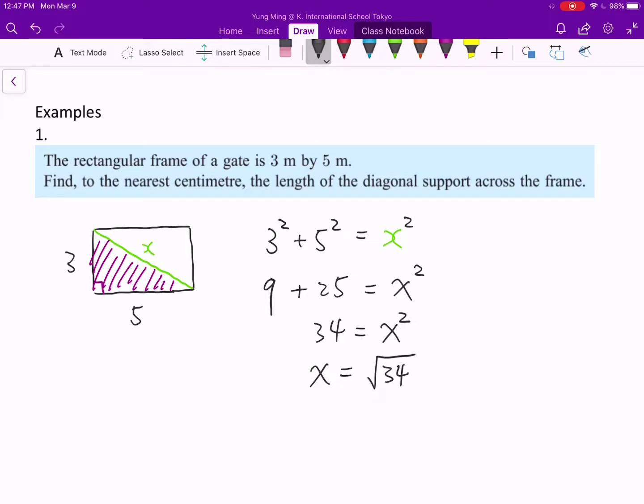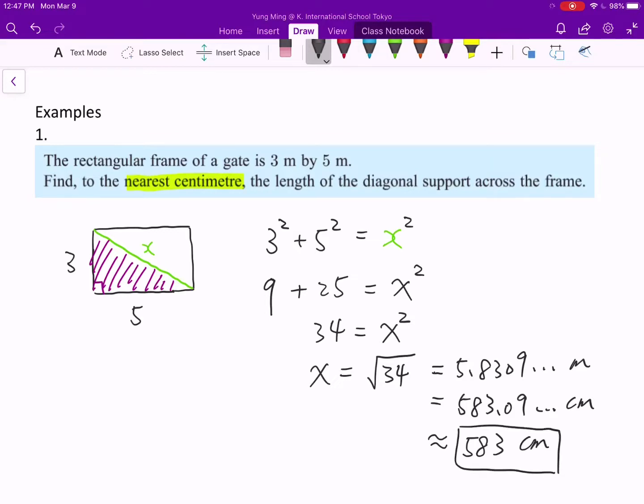Remember, normally you will have square root 34 or minus square root 34, but just because we're solving geometry questions, you will automatically drop the negative one. This, according to the calculator, is approximately 5.8309 meters. And guys, be a little bit careful. The question is asking for the nearest centimeter, so let's convert that to centimeters first. This is equal to 583.09 centimeters. Because we only want the nearest centimeter, we can cut it off like this. This is approximately 583 centimeters, and this is our answer.